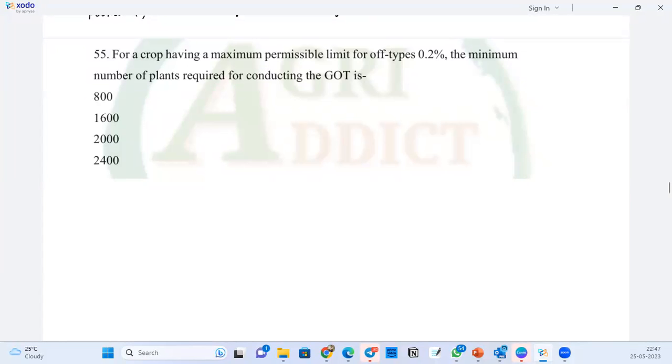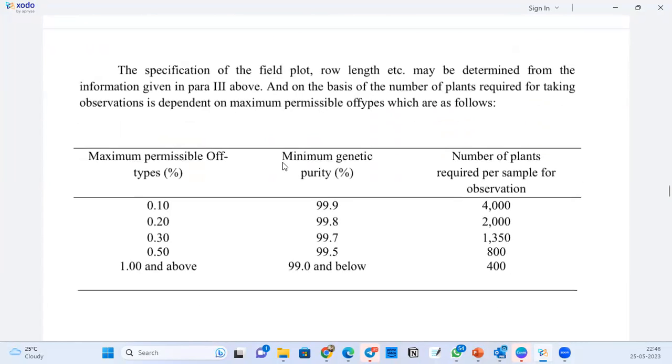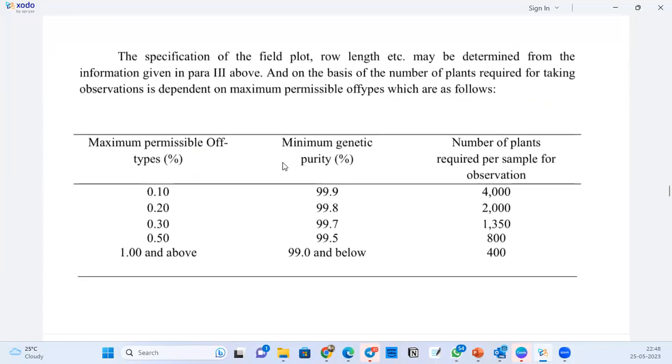You have seen the table, okay, database. I'll just tell you one easy thing, how you can remember this particular maximum limit. If you just want to remember it, not understand how it is, you can just remember from this table, where it is directly known that if off types are 0.2%, it's 2000 plants that need to be observed. If it is 0.1%, it is 4000 plants that need to be observed.